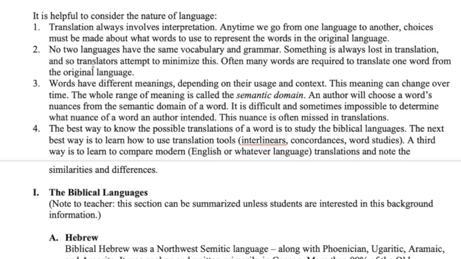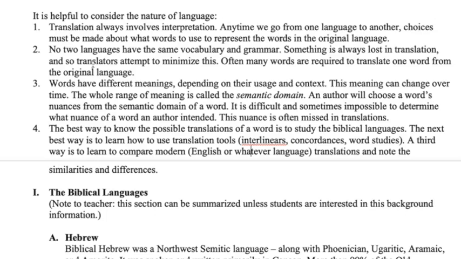Number two, no two languages have the same vocabulary and grammar. Something is always lost in translation. And so translators attempt to minimize this loss. Often, many words are required to translate one word from the original language. There are some words in Greek that are just one word, but in English, you end up using almost an entire sentence to translate one word. And so that's what translators do.